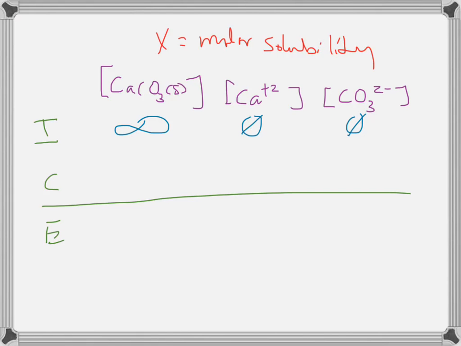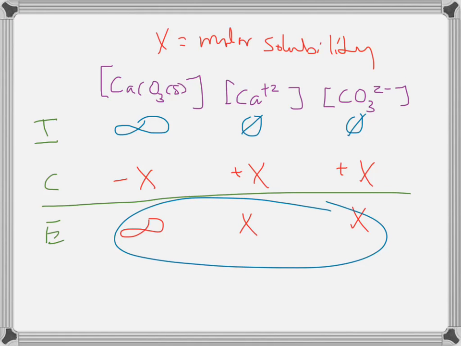Okay, then my change is going to be minus X to my infinity, right? Do you see, because the stoichiometry is 1 to 1 to 1, I'm going to increase by X for my calcium ion and increase by X for my carbonate ion. So infinity minus X is, as far as I can tell, infinity. 0 plus X is X, 0 plus X is X. My point is that the first row, the solid, does not appear in the equilibrium constant expression.